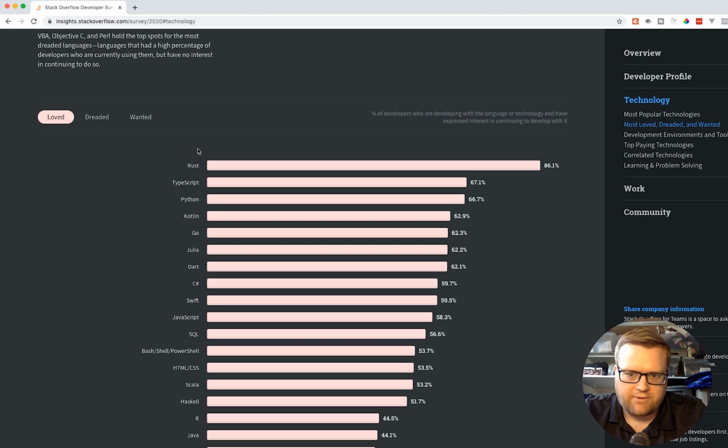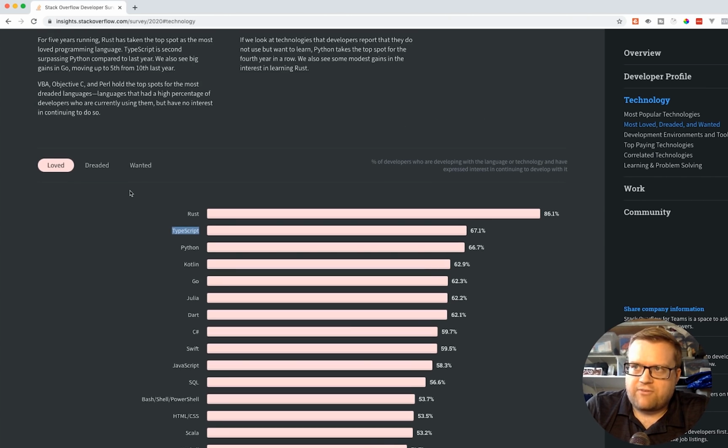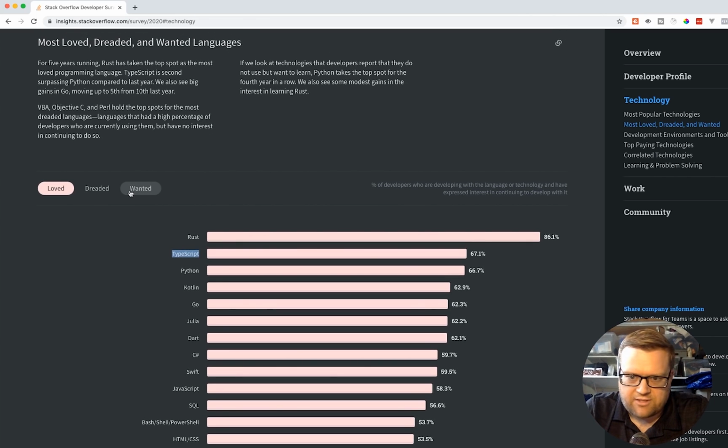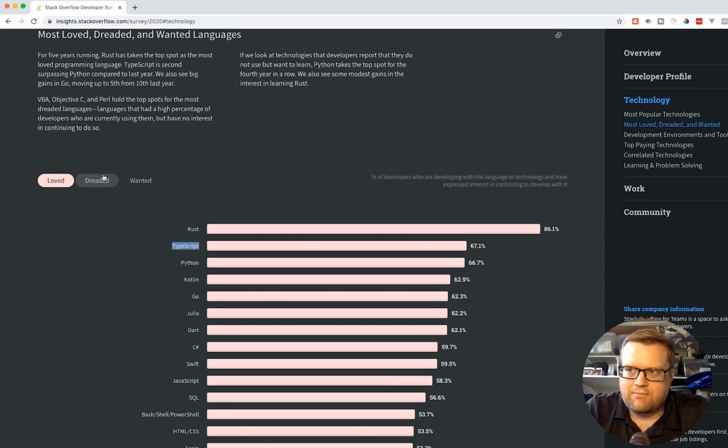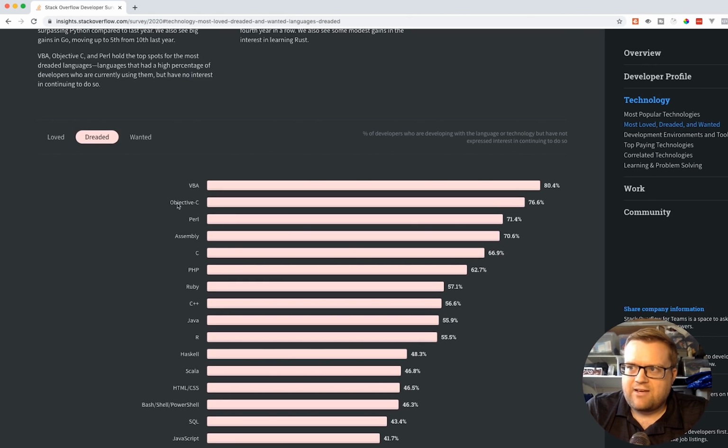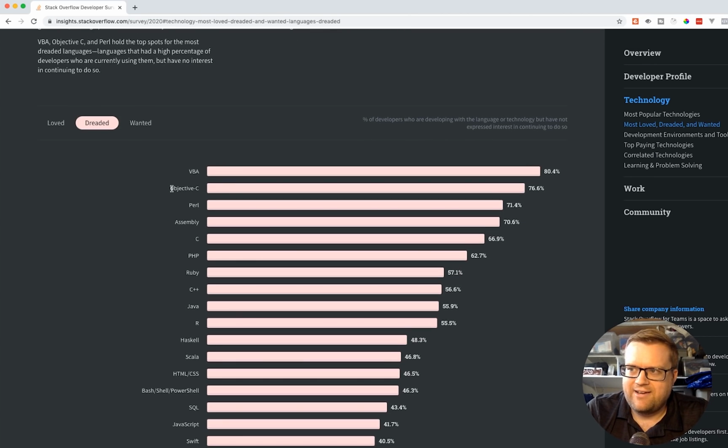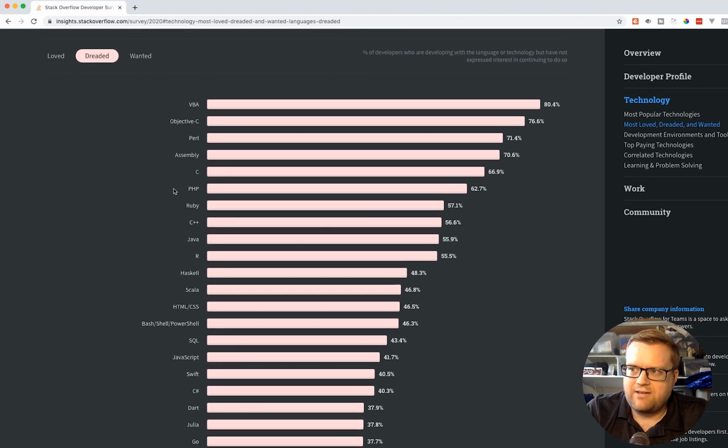It's getting better. Like Vuex now supports TypeScript out of the box, and it didn't really before. With Vuex 4, it does. But you can see here, TypeScript's getting more and more love. I think there's been a shift, and people are liking it a lot more. And of course, it's a superset of JavaScript, so you can use it and be backwards compatible with all your JavaScript stuff. Dreaded: Visual Basic, Objective-C, Perl, Assembly.